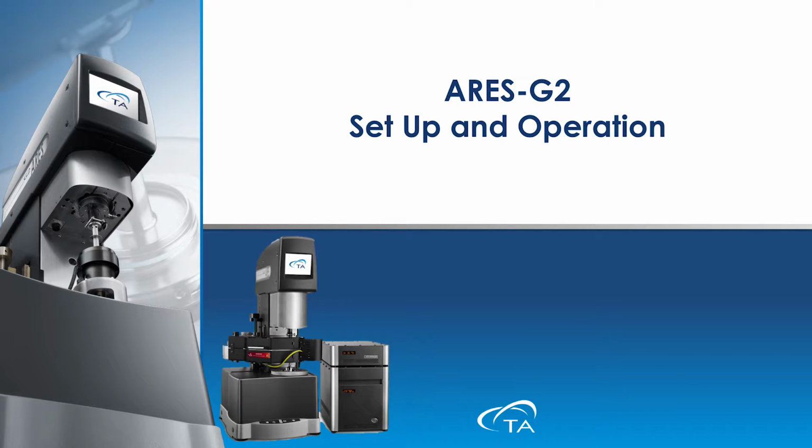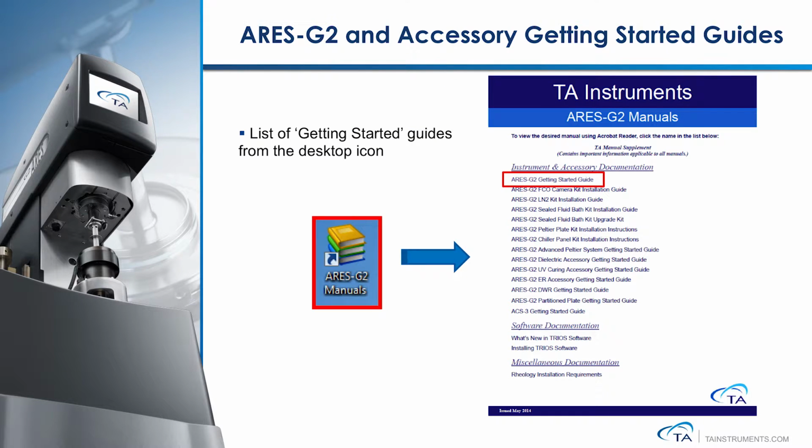Now let's talk about some basic instrument setup and operation. The ARES-G2 Getting Started Guide can provide detailed descriptions on basic instrument setup and operation of the ARES-G2 and numerous accessories. These guides are installed with the TRIOS software and can be accessed by double-clicking on the ARES-G2 menu icon on the computer desktop or via the Start menu. Additional instructional information can also be found in the TRIOS software help manual, which we will discuss later.